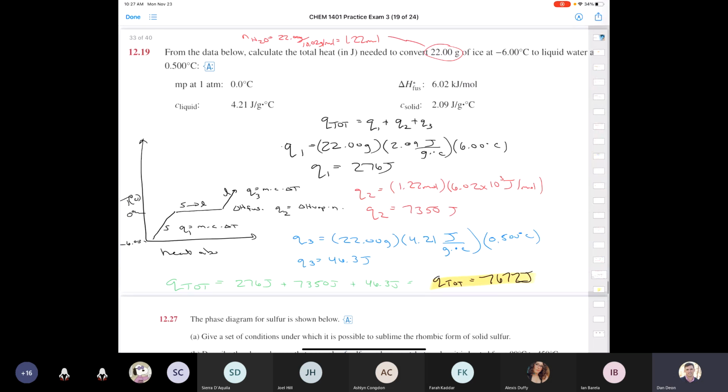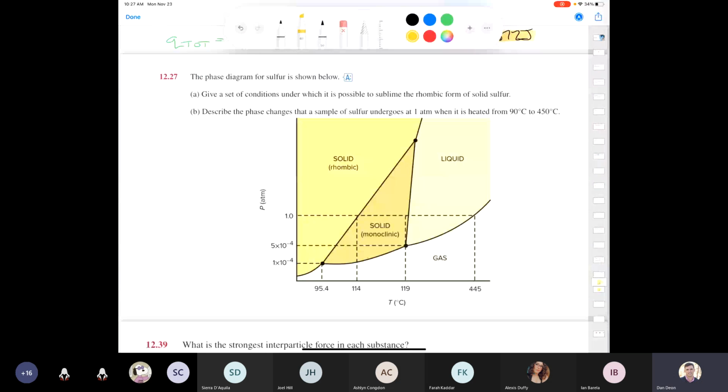This is question 12.27 from our textbook. The phase diagram for sulfur is shown down here. You can see that it's got 2 solid forms. It's kind of interesting, right? All the phase diagrams that we looked at up until this point always just had 3 phases, right? You had solid, liquid, and gas, like that. But this one, you got 2 solid forms, rhombic and monoclinic.